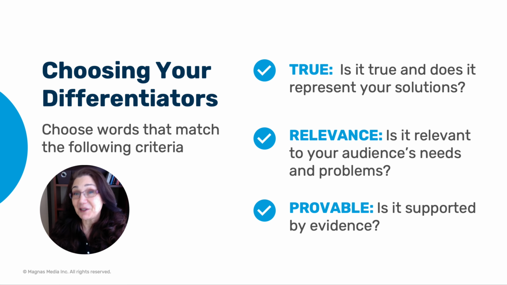So now selecting words is easy. The big question is, can you deliver on the promises? So here are 3 criteria to use to make sure that your words are accurate. The first one, true. Is it true and does it represent your solutions? Second, relevant. Is it relevant to your audience's needs and problems? If it's not relevant, then who cares?